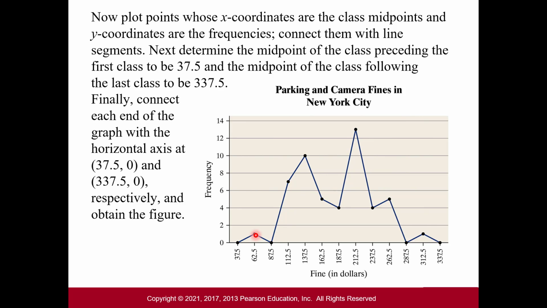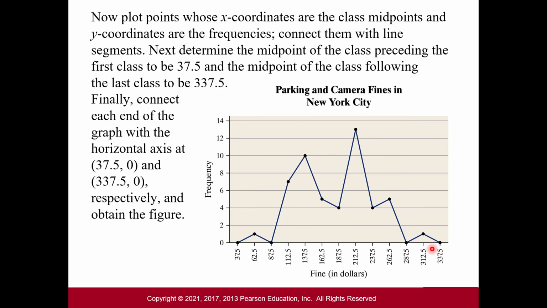Now the new, interesting part is these end line segments, one going off to the end on the left, one going off to the end on the right. Basically, it's the midpoint of the class preceding the first one, and the midpoint of the class following the last class. The fastest way to do that is to use our class width, which was 25. The classes went from 50, and the next one started at 75, and so on. So we take this lowest midpoint and subtract the class width of 25, and you'll get this next midpoint, which is 37.5.